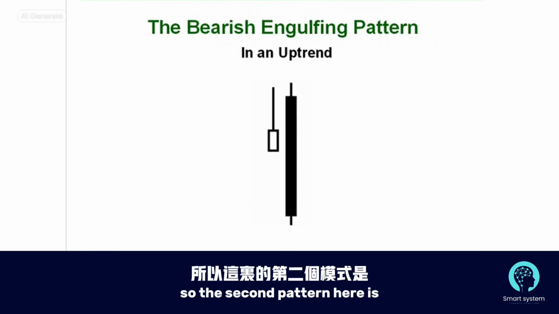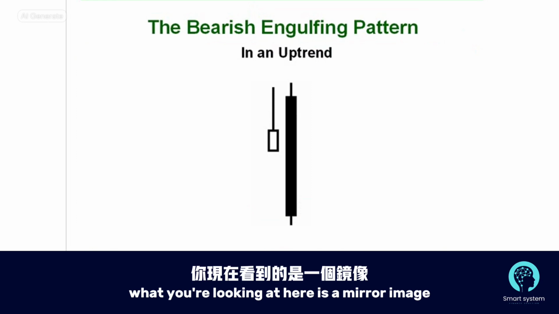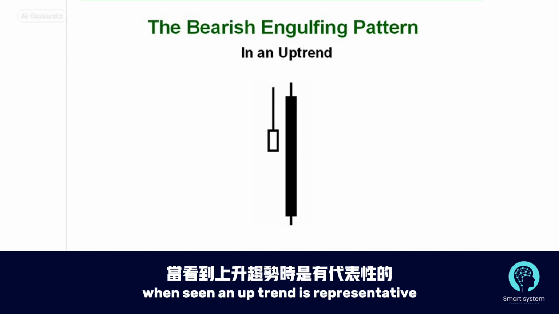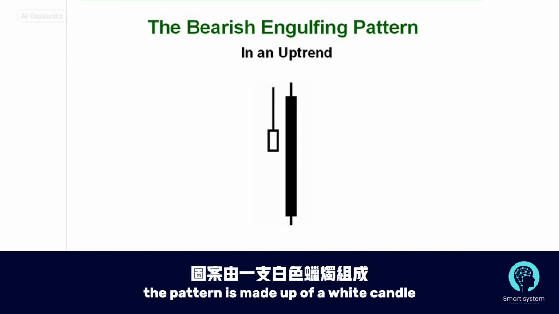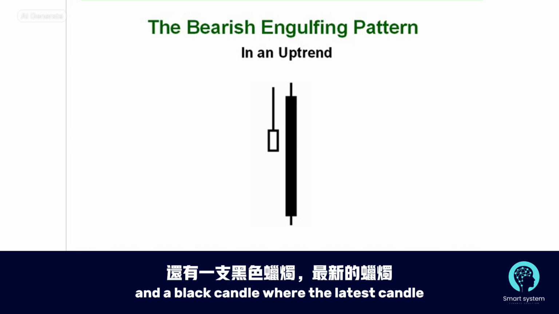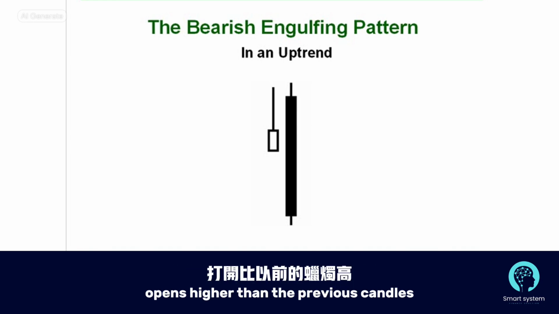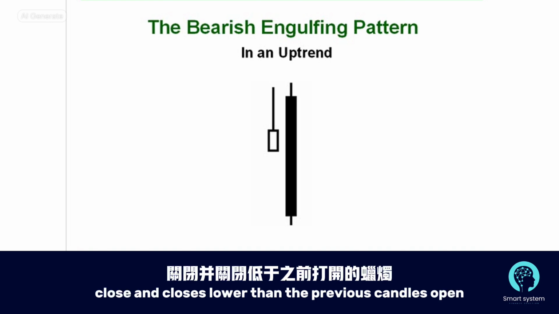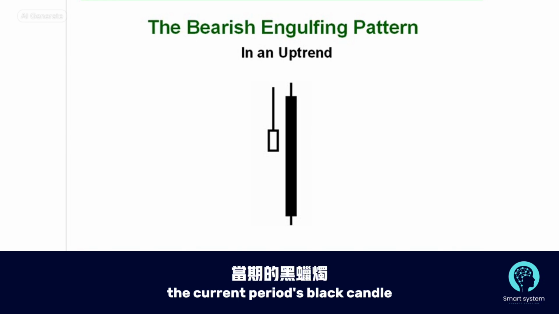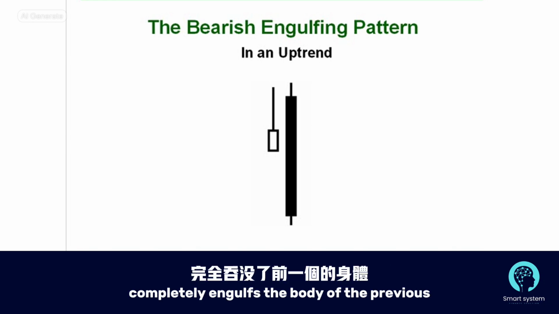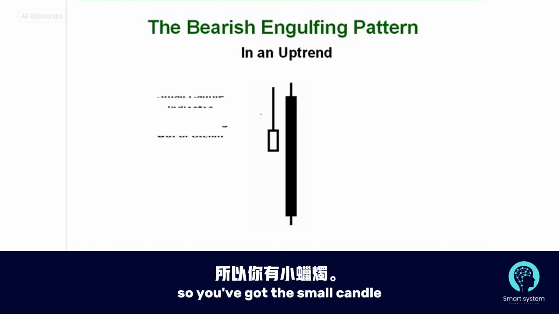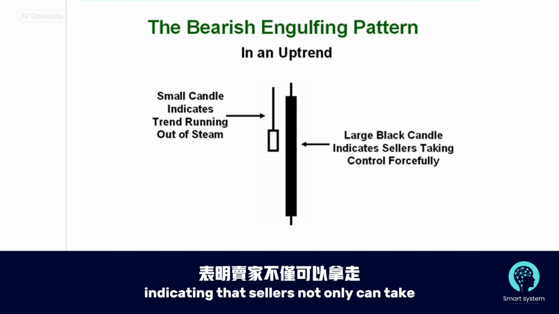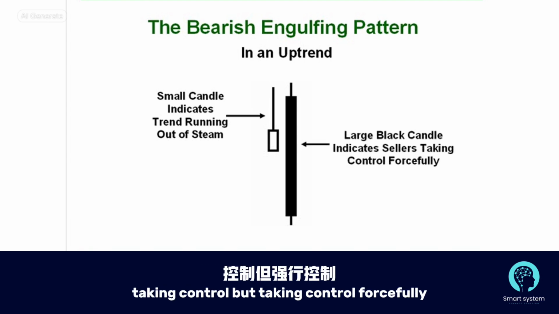So the second pattern here is the bearish engulfing pattern, and basically what you're looking at is a mirror image of the bullish engulfing pattern. The bearish engulfing pattern, when seen in an uptrend, is representative of a potential reversal of that trend. The pattern is made up of a white candle and a black candle, where the latest candle, which is the black candle in this case, opens higher than the previous candle's close, and closes lower than the previous candle's open. When this happens, as you can see here, the current period's black candle completely engulfs the body of the previous period's white candle. So you've got the small candle, indicating that the uptrend is running out of steam, and then you've got the large black candle, indicating that sellers are not only taking control, but taking control forcefully.